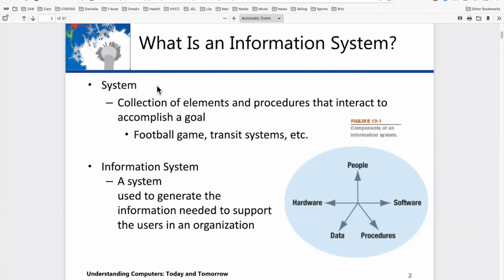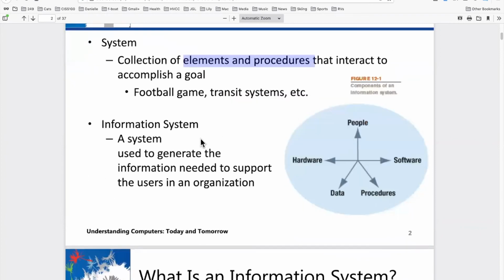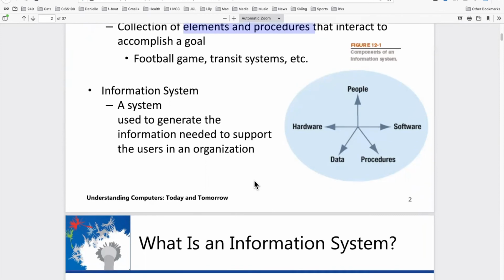What is an information system? Collection of elements and procedures, hardware and software, that interact to accomplish a goal. What is an information system? It generates the information needed to support the users in an organization. Memory hierarchy. We push it up from data to information. We push it up from information as high as we can go, knowledge, getting up into wisdom, AI, heuristics. We'll talk about that more at some point.